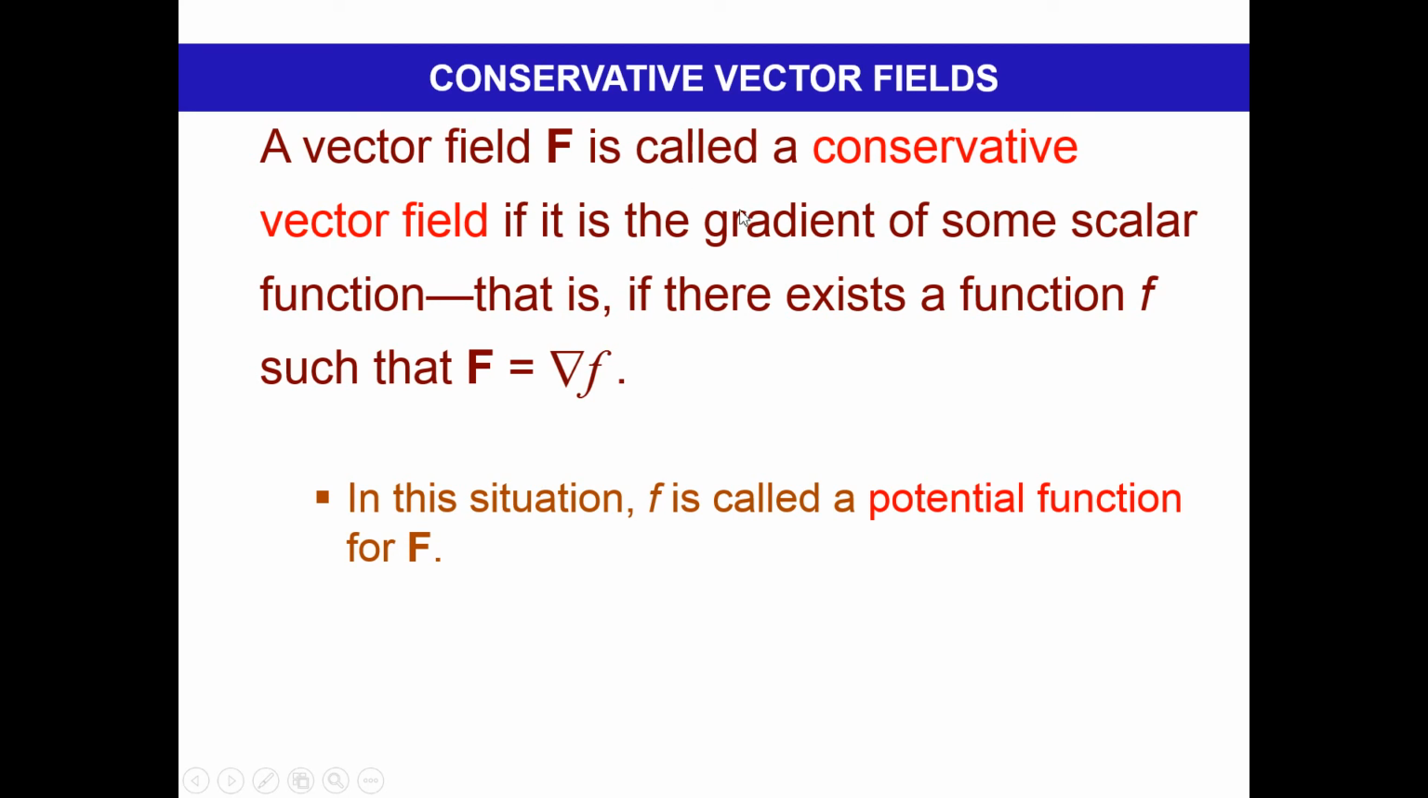A vector field F is called a conservative vector field if it is the gradient of some scalar function. That is, if there exists a function f such that F is equal to del f. This f is scalar, this F is vector. Okay. So in this situation, f is called a potential function for F.